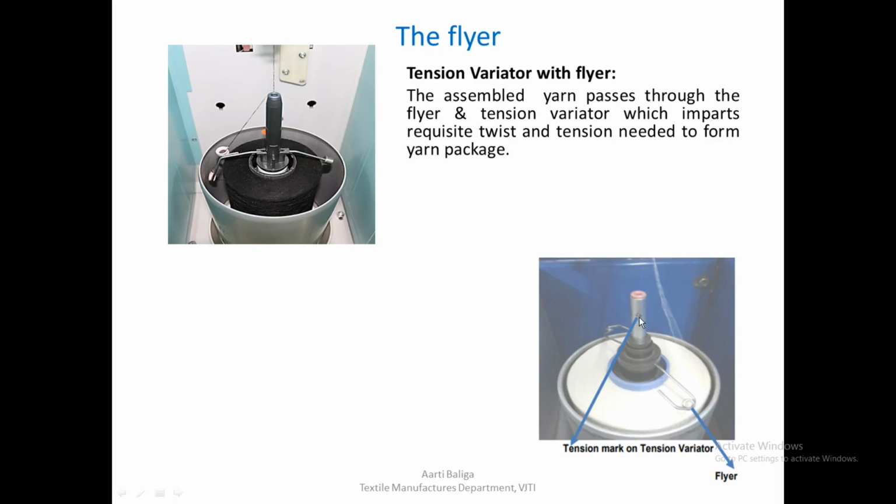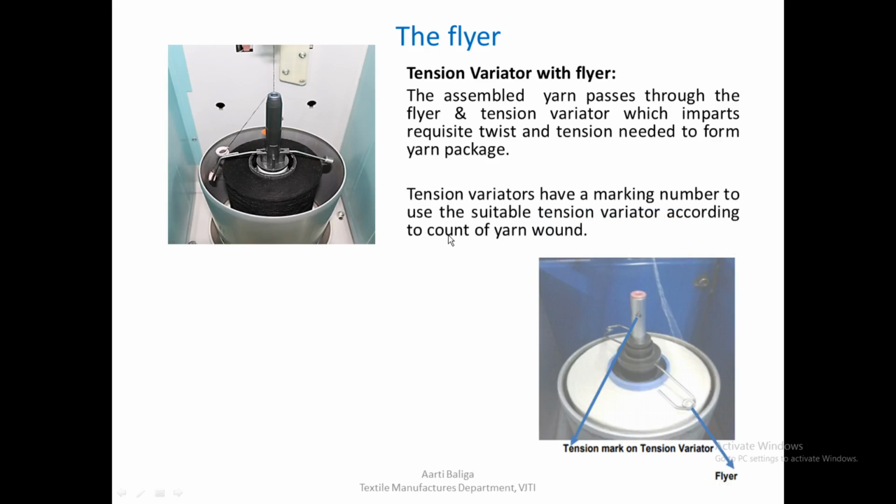So tension mark on the tension variator. This is the tension variator where we can see a number 4 marked over here. This is the flyer. Tension variators have a marking number to use the suitable tension variator according to the count of the yarn. So this number can be varied as per the count of the yarn and the tension required in the yarn as per our need.